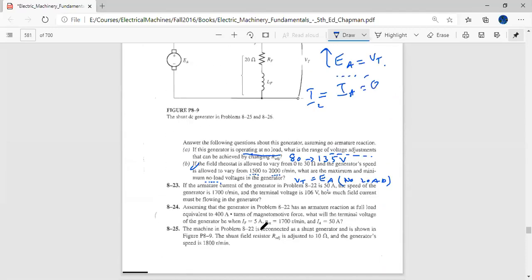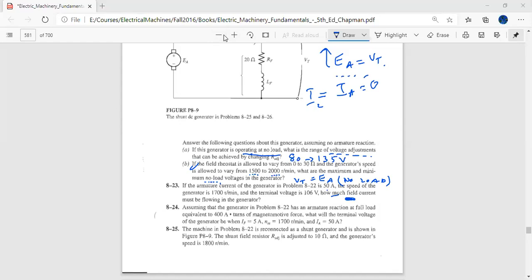Problem 823: loaded condition, 50 amperes, and the speed is again different from that of the graph. It is 1700 RPM, and the terminal voltage is 106. How much field current must be flowing in the generator? This is again for the separately excited generator, and it is now asking you in an inverse direction. Field current is not given to you, you have to find it. Okay, so looks good to me.